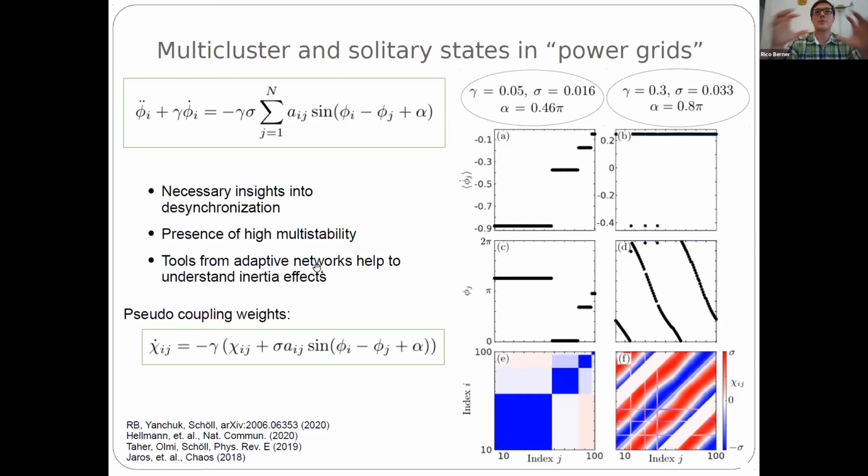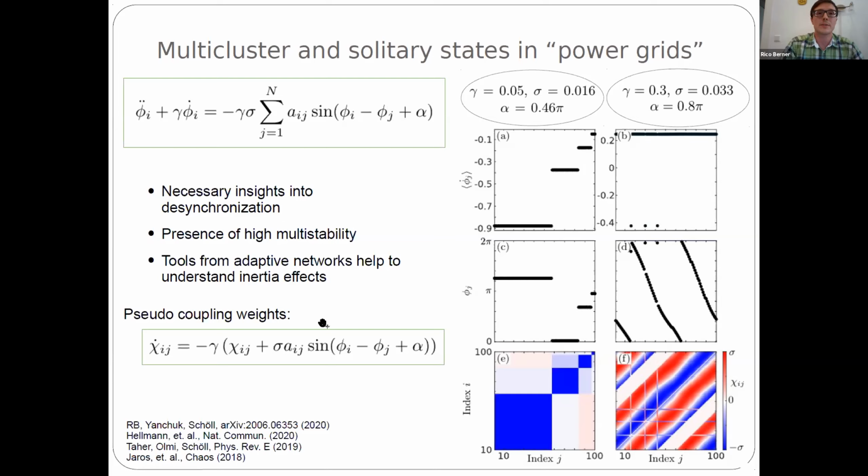And of course, if you're interested in a power grid, you don't want to have a multi-cluster state, you want to have a synchronous state. But to understand the basin of attraction and the desynchronization of this synchronous solution, you have to understand the whole global phase space. And of course, if there is a high multi-stability, you have to understand these multi-cluster states as well. So it's a very necessary insight into the desynchronization also of the synchronous solution.